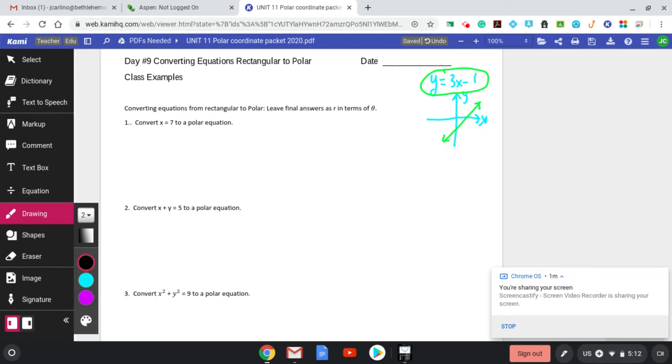Before I get started, a reminder of 2 equations that we've used in the past that we're continuing to use, and I'm going to introduce a new one that you'll need too. So here are the 3 equations you're going to need. The first one is x equals r cosine theta. Everywhere I see an x, I'm going to substitute in r cosine theta. You also remember y equals r sine theta. Everywhere I see a y, I'm going to substitute in r sine theta.